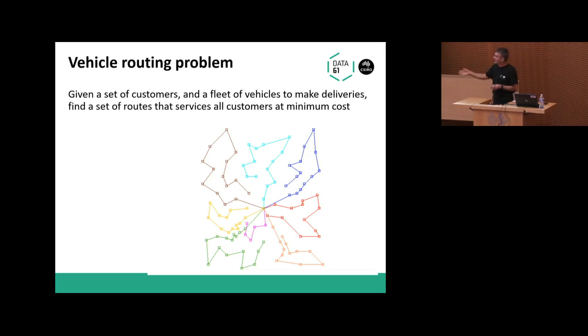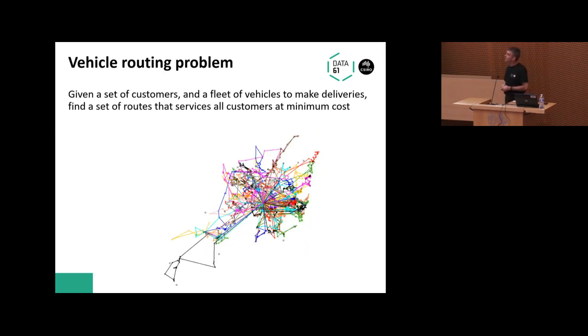So this is a classic solution from one of the benchmark sets that we use in VRP. This is what it looks like in real life. So this is an actual solution. We were solving a problem, 7,000 customers in Sydney, Australia, getting daily deliveries of bread to all of the supermarkets and corner stores around Sydney. And you can see that they're quite a complicated set of routes.